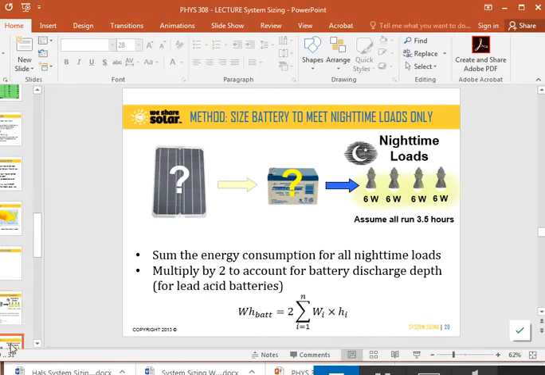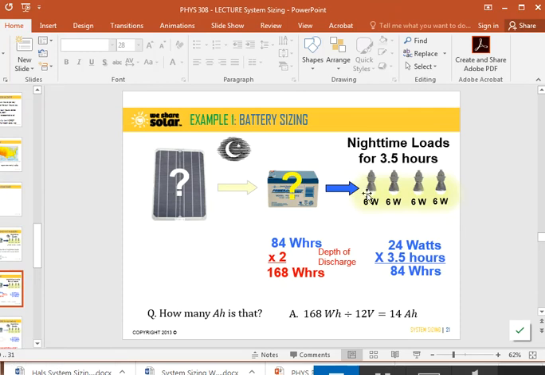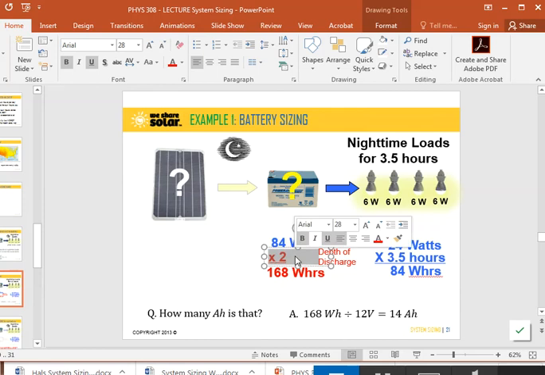So what do we do in this situation? Well, if we have 6 watts, 6 watts, 6 watts, 6 watts, what is that? 6 times 4 is 24 watts. And then we multiply that by 3.5 hours, and we get 84 watt hours. And then that magical multiply by 2, for the fact that we don't want the battery to completely discharge overnight, but just get down to the 50% place. That's saying that we need to have 168 watt hours.